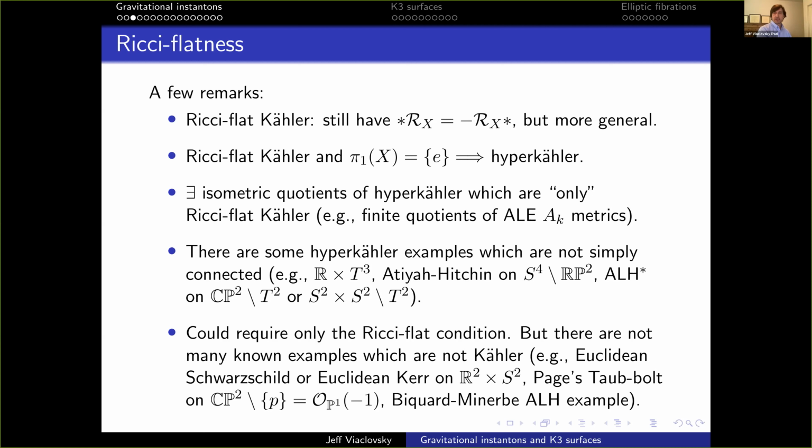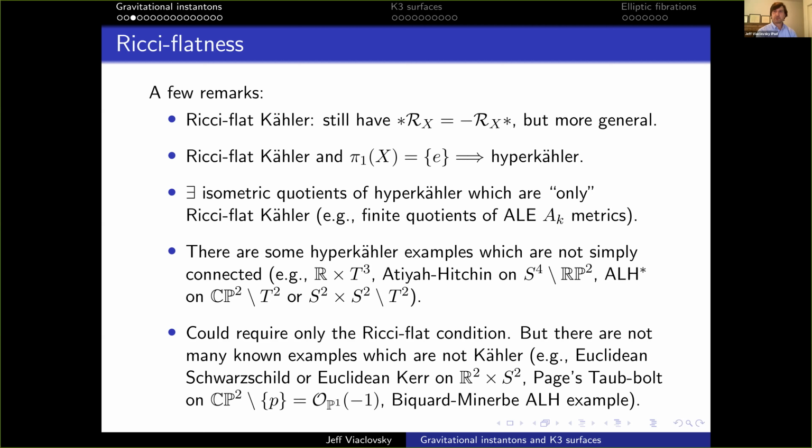So, we could have also just required the Ricci-flat condition and forgotten the Kähler condition, but I didn't do this because there are just not many known examples which are not Kähler. Some interesting examples are the Euclidean Schwarzschild or Euclidean Kerr metric. The topology is R2 times S2. You take the general relativity Lorentzian solutions and do what is called a Wick rotation. You replace time with an imaginary time, and then you actually get a Riemannian metric, which is Ricci-flat.